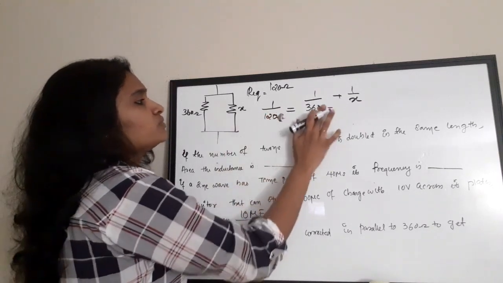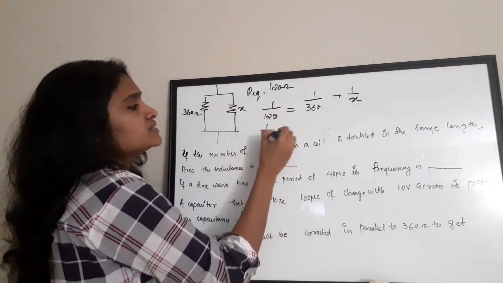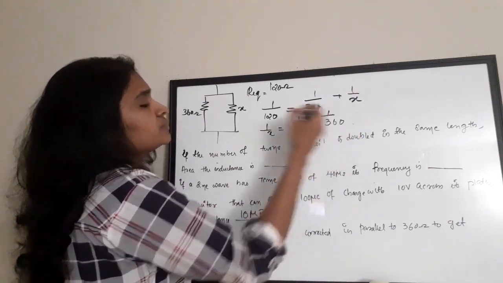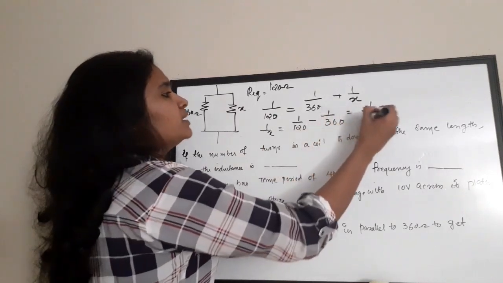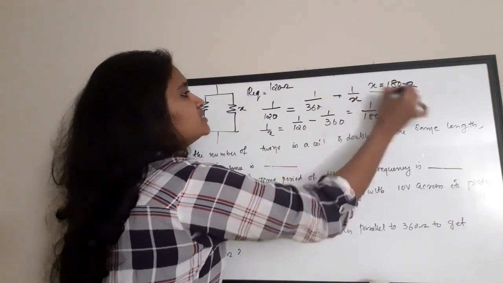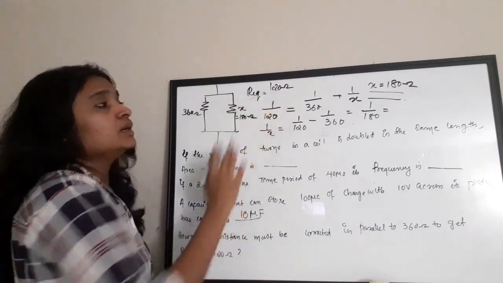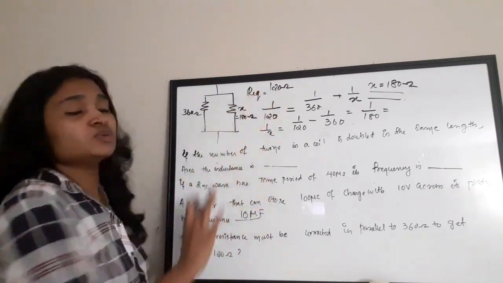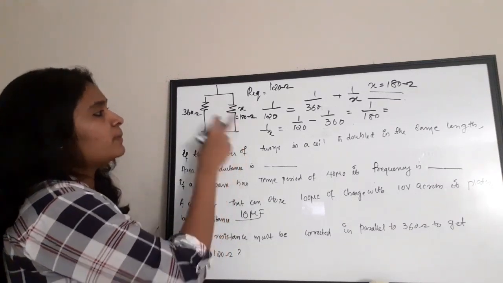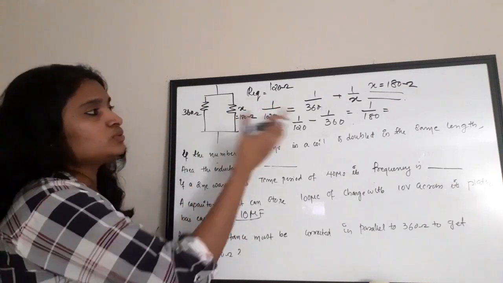So we can remove the ohm unit. So from this you need to find 1 by X is equal to 1 by 120 minus 1 by 360. So the answer is 1 by 180. So X is equal to 180 ohms. So X is 180 ohms if you have to get an equivalent resistance of 120 ohm. Okay. So the answer is you have to connect 180 ohm in parallel with 360 to get an equivalent of 120. Okay. So this is how you do these problems.